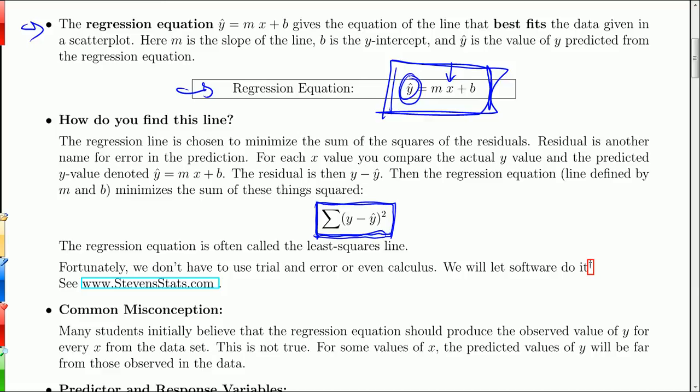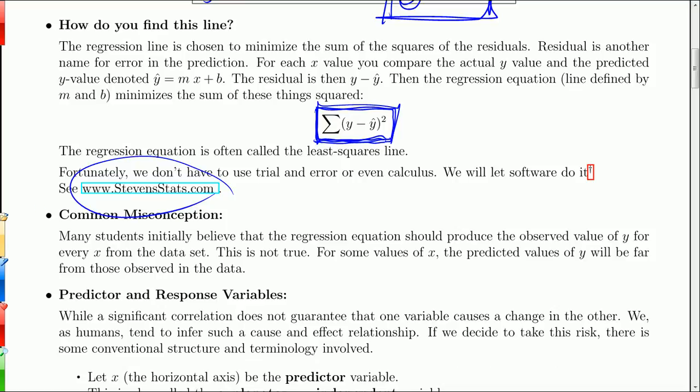I will give you the regression equation in these, so you will not have to calculate it. It's done through calculus, and it's an optimization: you're minimizing a total error. But any software will calculate the regression equation, and you can see examples at stevenstats.com.